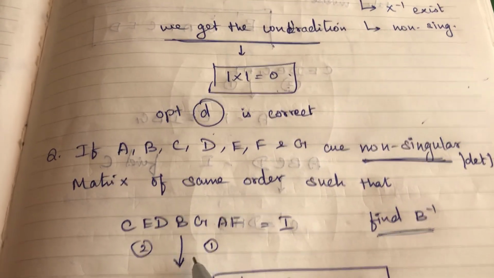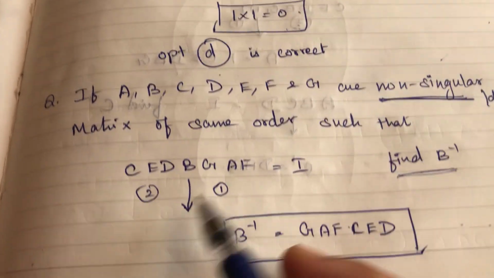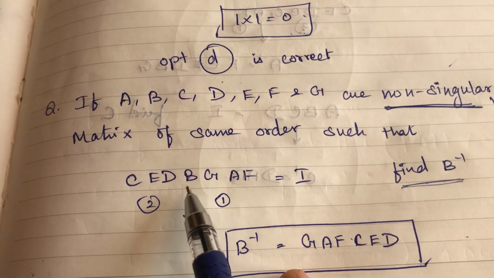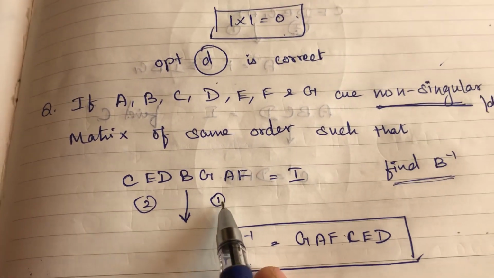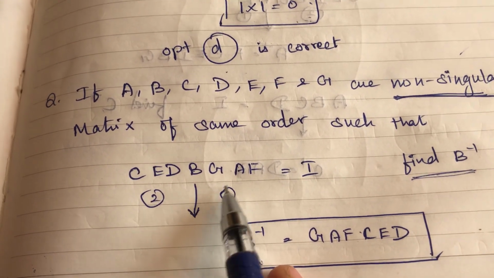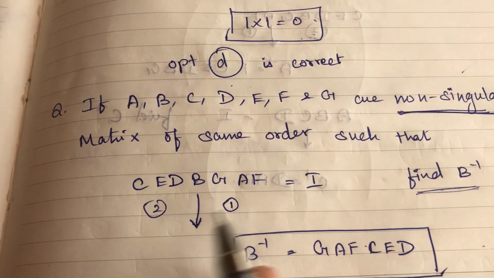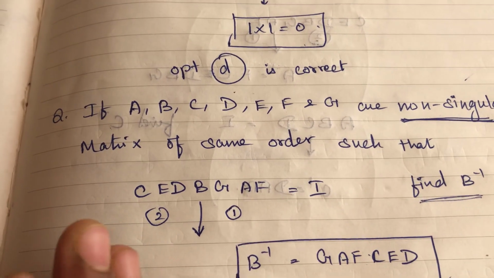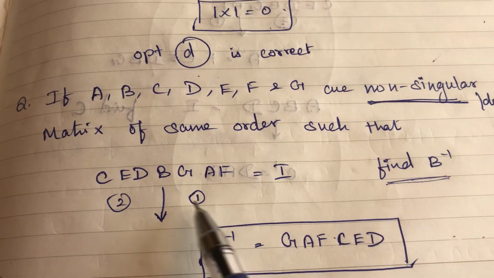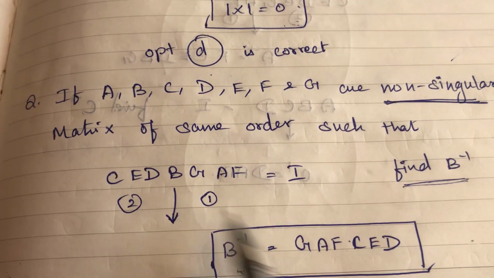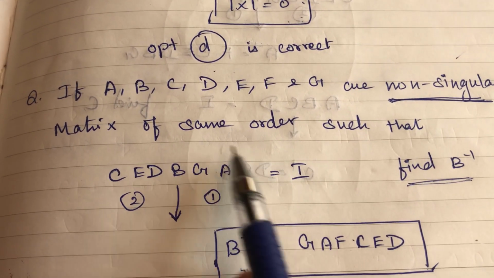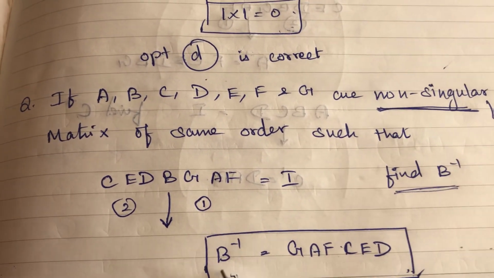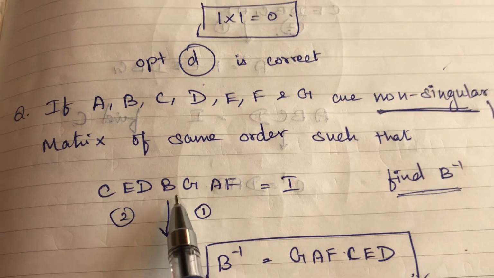Whatever the matrix may be, we can easily find its inverse. We have to find B, so just take it as B inverse. First write the right side elements and then write the left side elements. B inverse is equal to G, A, F, then C, D, B. First write the right side element and then the left side element. This is the answer for B inverse. That's so simple.